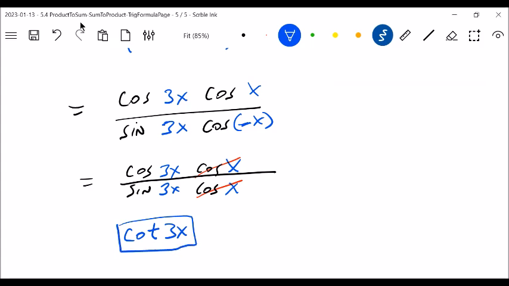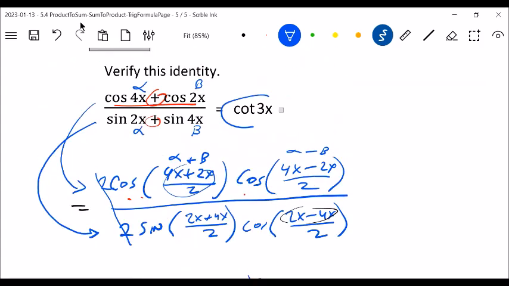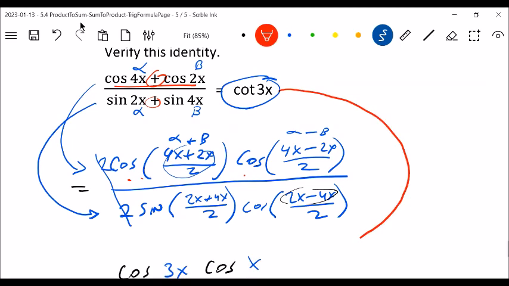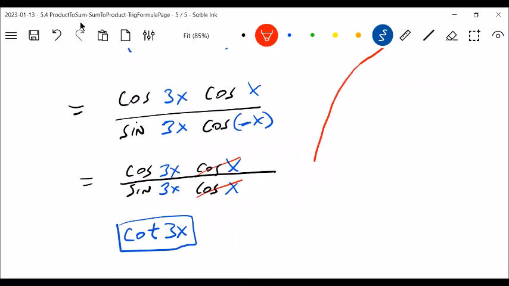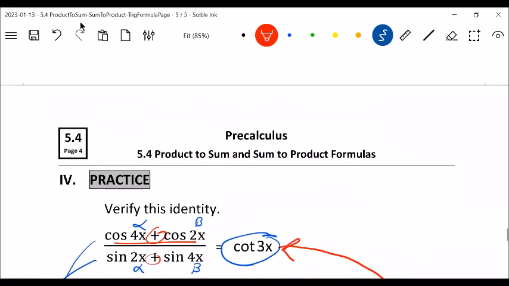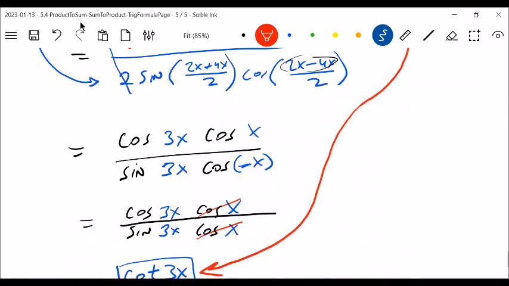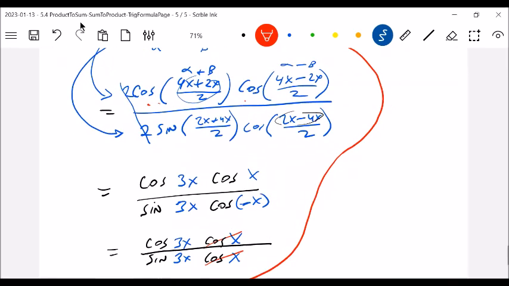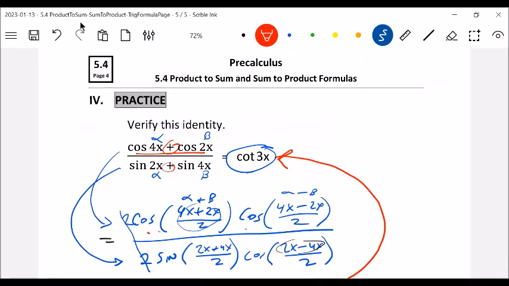Oh, well, now notice something. That's what we were trying to get to. So that cosine of 3x over sine of 3x, we have now verified that these two sides are equal. Okay, and we did that through a number of techniques. First, using the correct formulas.